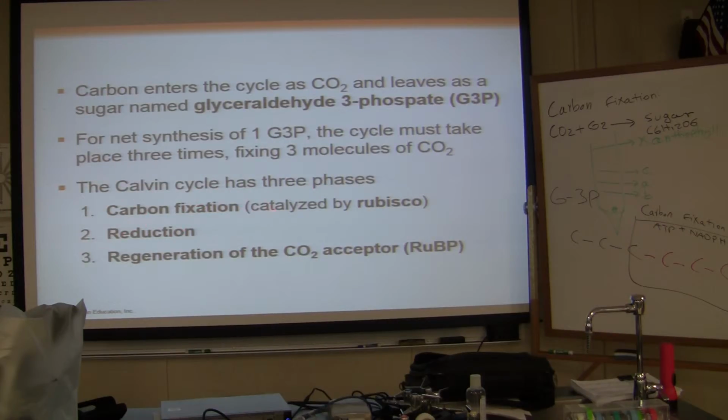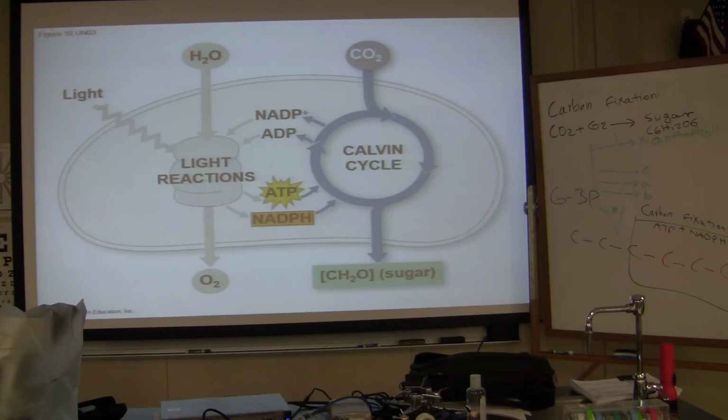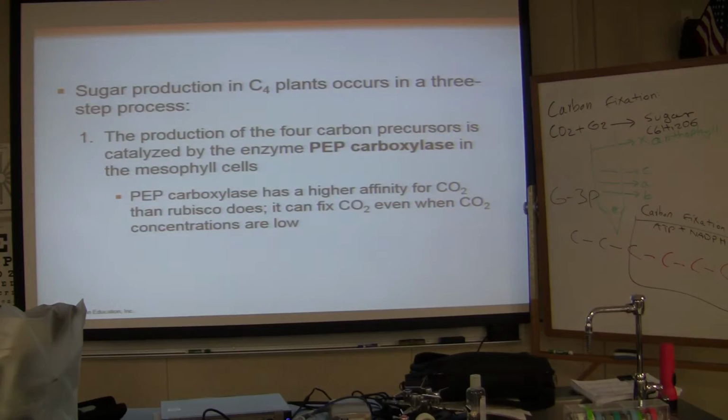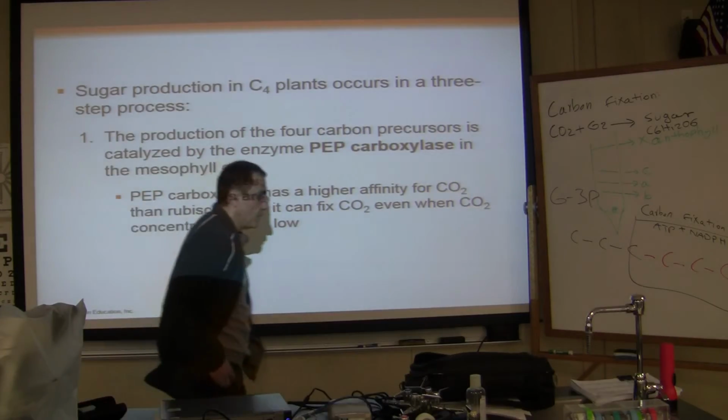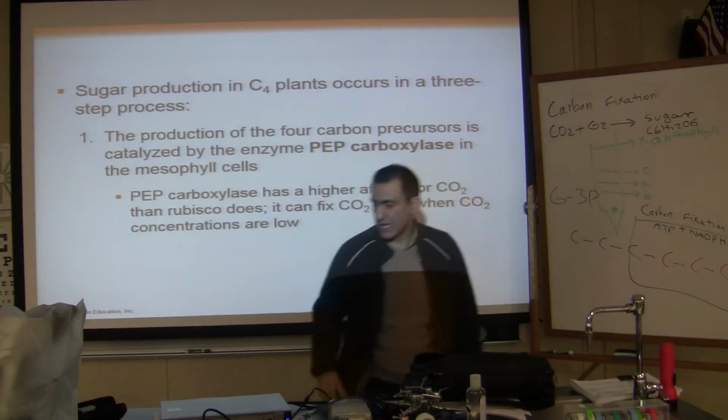It has 3 phases: carbon fixation, catalyzed by Rubisco. Do not worry about that. Then reduction, and regeneration of the carbon acceptor. Here it is again, going over the same thing. You've seen this slide 100 times so far, I guess. Sugar production in C4 plants occurs in 3 steps. Production of 4 carbon. So what am I saying here?